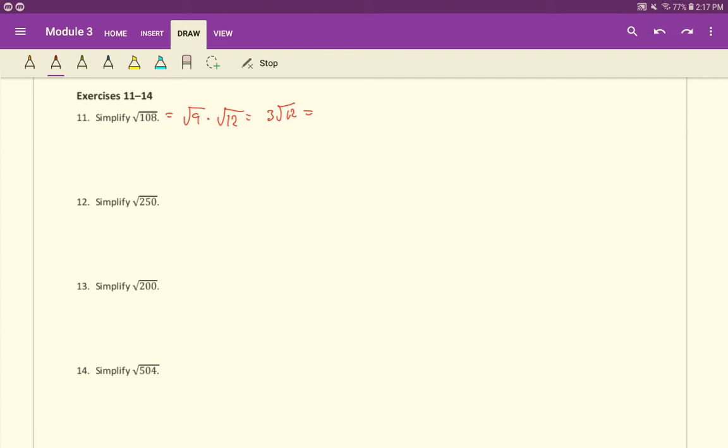12, though, can still simplify. 3 times root 4 times root 3, which gives me 3 times 2 times root 3, which gives me 6 root 3. So this 6 at the end here indicates that I could have taken that square root of 108 and divided it by 36. Like so.